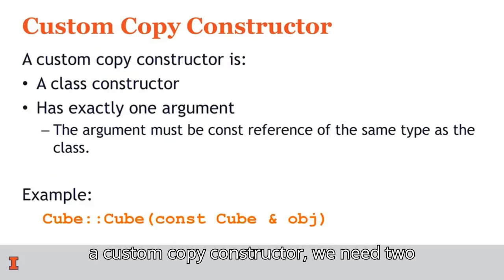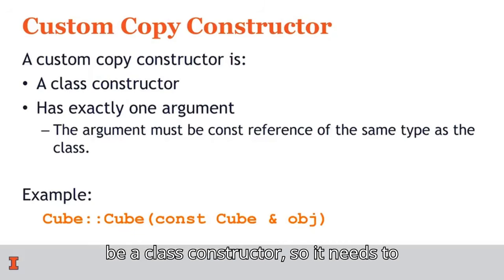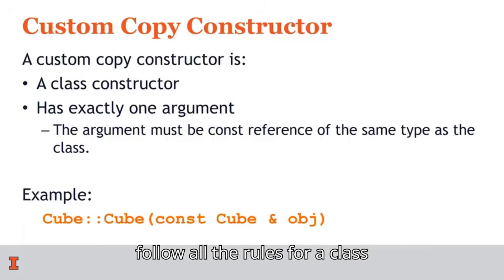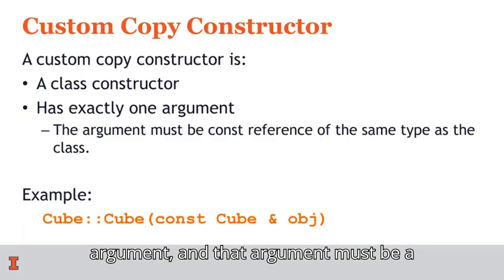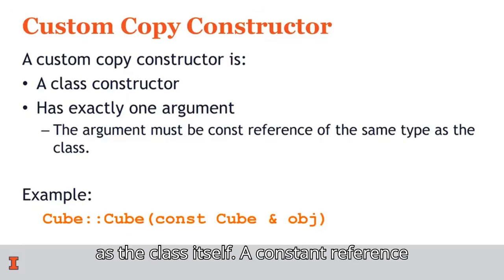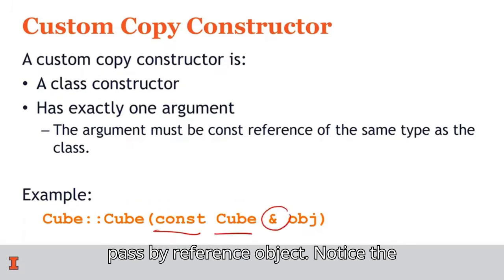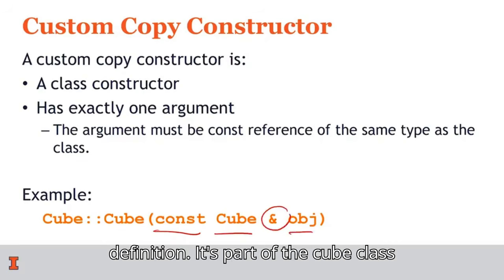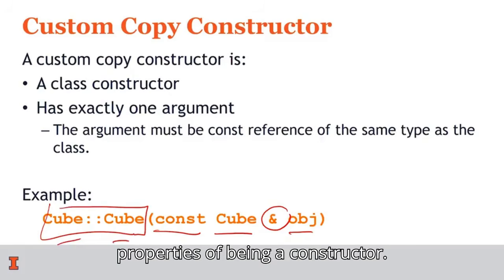To define a custom copy constructor, we need two things to be true. The function needs to be a class constructor, so it needs to follow all of the rules for a class constructor, and it must have exactly one argument, and that argument must be a constant reference to the same type as the class itself. A constant reference means here we have a constant cube passed by reference object. Notice the definition. It's part of the cube class, has the name cube. It follows the properties of being a constructor.